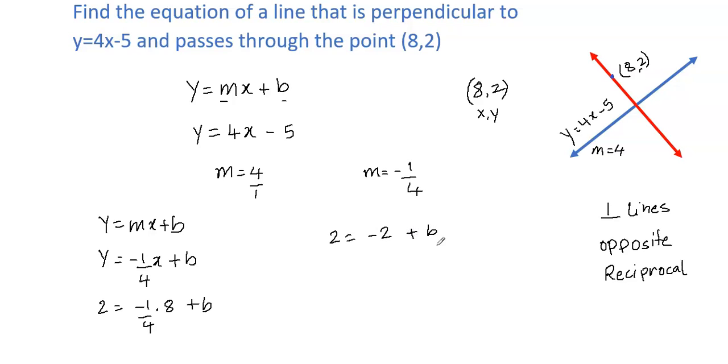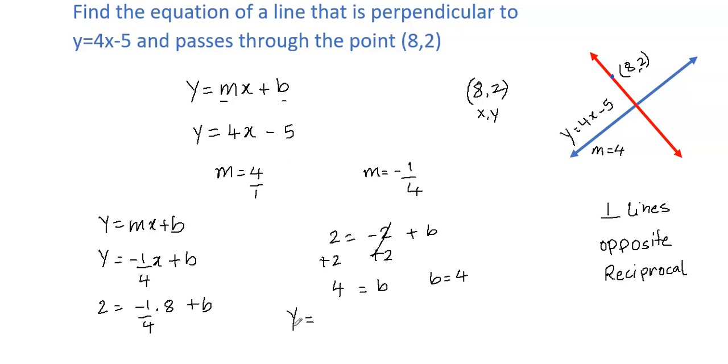We're going to solve this equation for b, so I need to get rid of this negative 2. To do that, I'm going to add 2 on both sides of my equation. So 2 plus 2 gives me 4, equal to negative 2 plus 2, which is 0, and 0 plus b is b. And I got the value of b: b is equal to 4. We have the slope, which is negative 1/4, and we have the value of b.